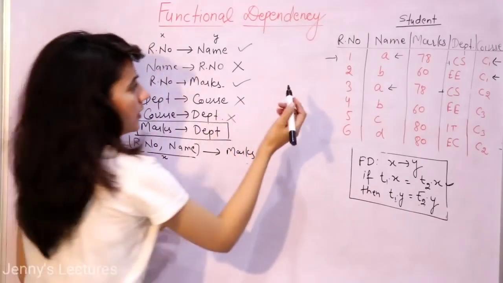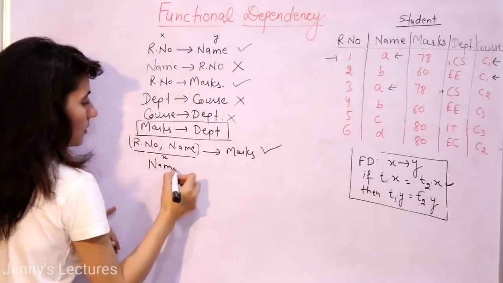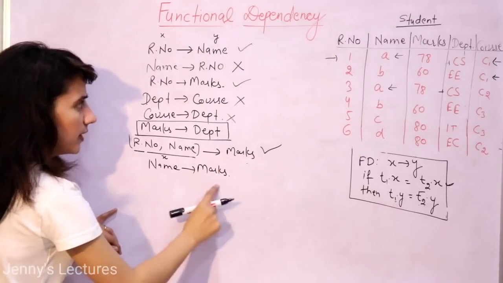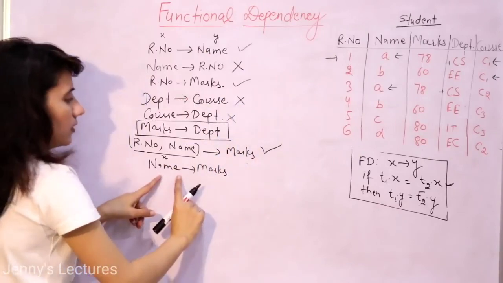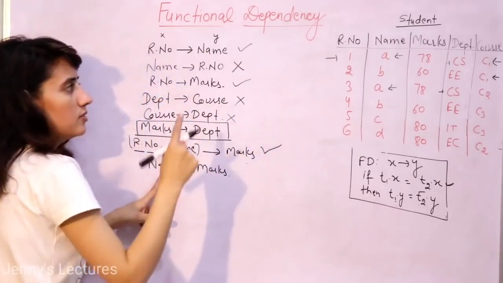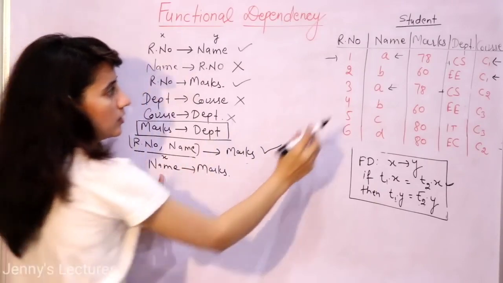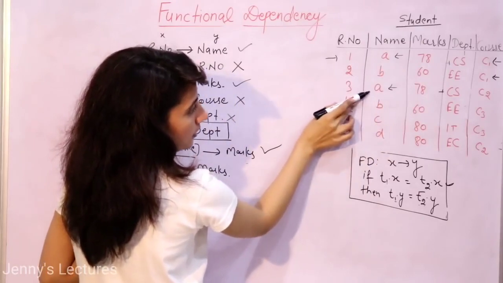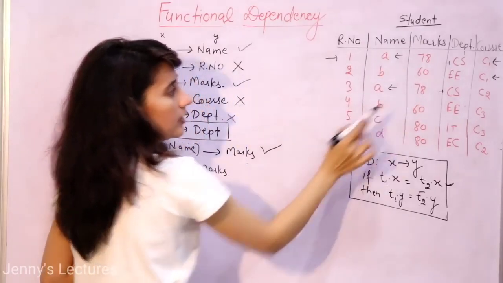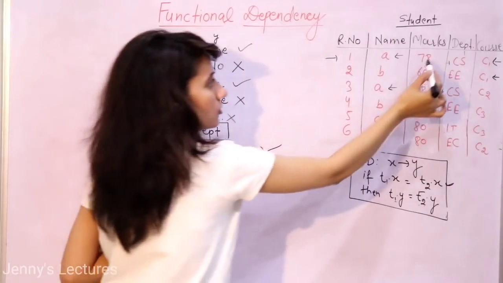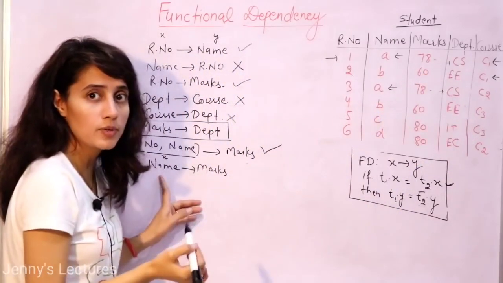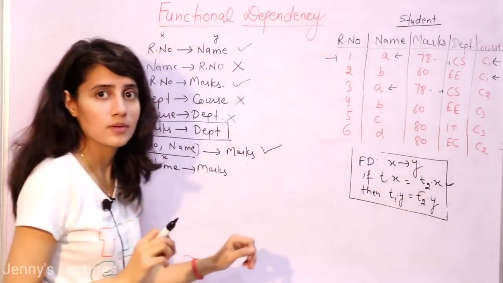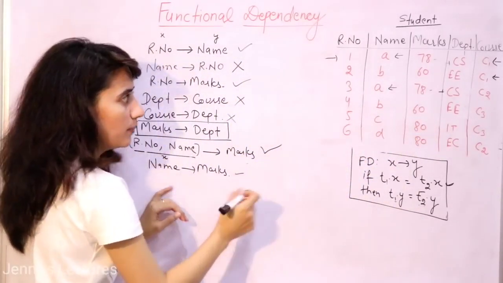Now check, if I say name determines marks, is it a functional dependency in this case? Check, if name is A, now tell me the marks. From this table, the name is A, marks 78, but again I have name A, marks is also the same, 78. So it doesn't matter which one you take, because name is same and marks are also same. So now this is a functional dependency.